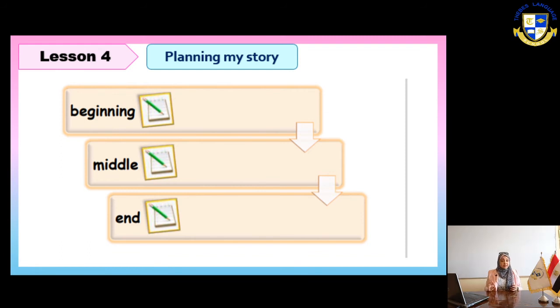Then at the end, we should give the solution, or we should solve the problem. At the end, we should say what happened at the end. Is it a good ending or a bad ending? Okay, we should know the end is the solution of the problem. Okay, so we write the story in 3 parts: beginning, middle, and end.